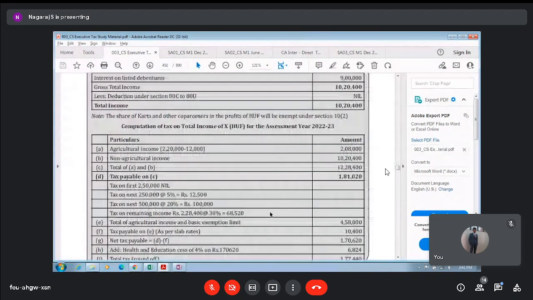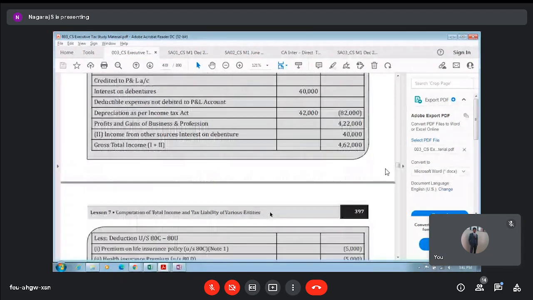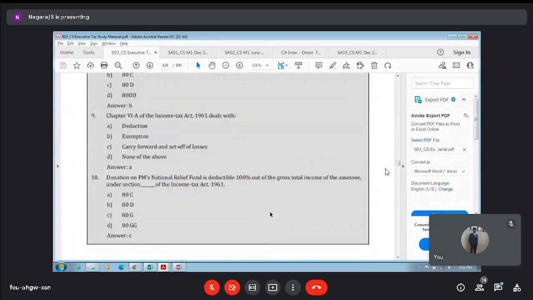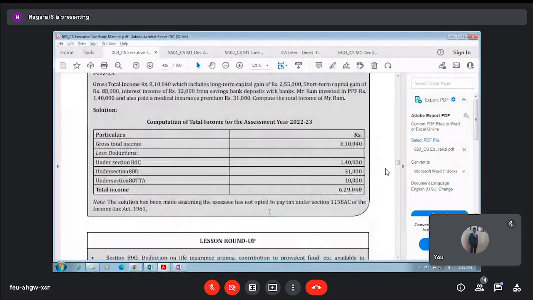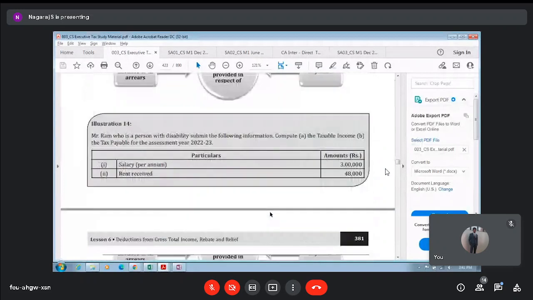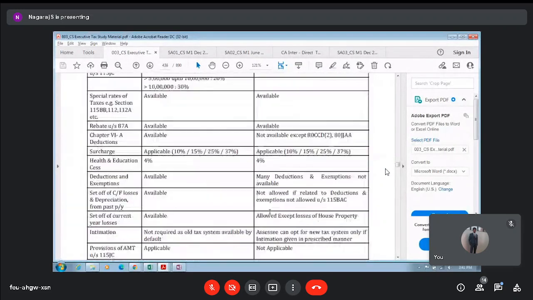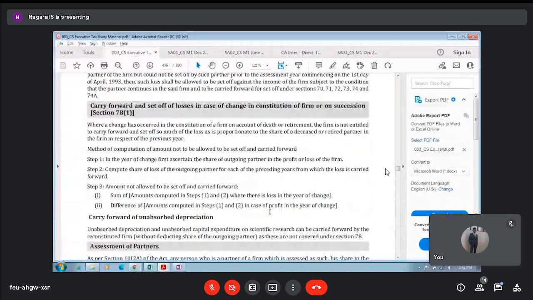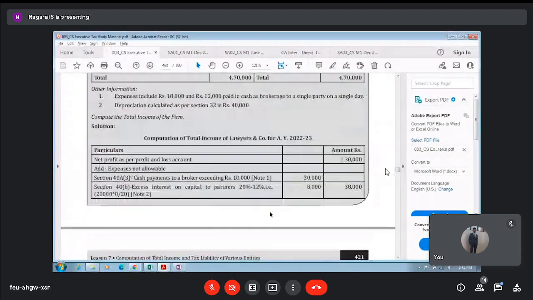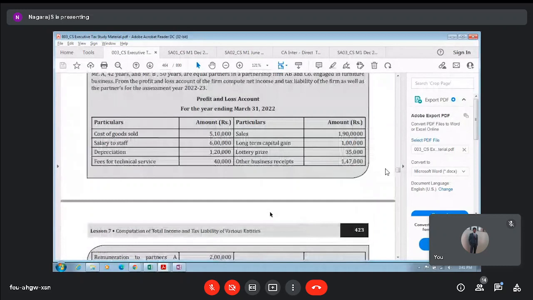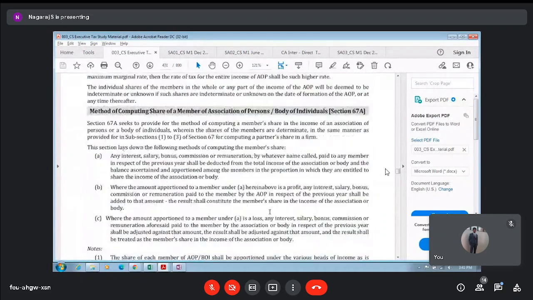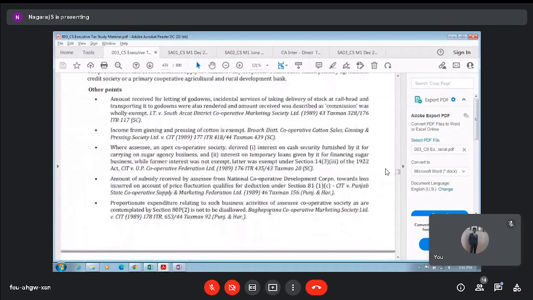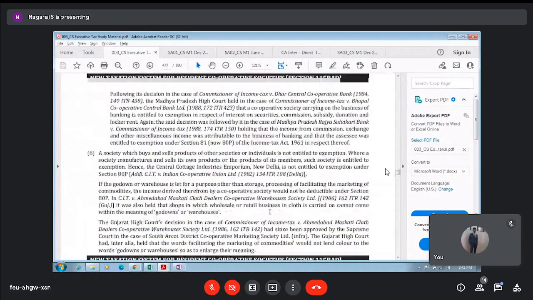TCS, 206. Have you written the page number by any means? They have given the list. Have you seen that list? Foreign liquor 1%, tendu leaves 5%, forest produce 2.5%, like that they have given. There is one table.